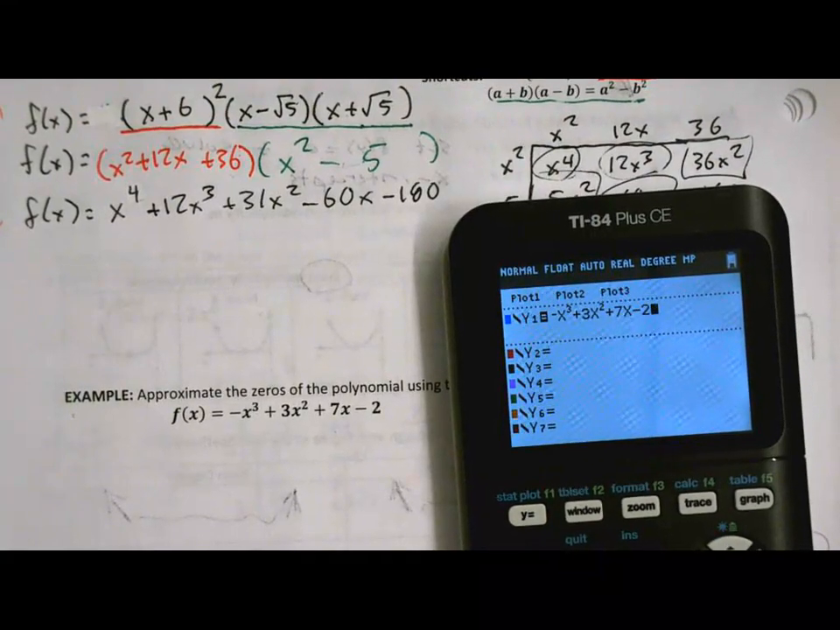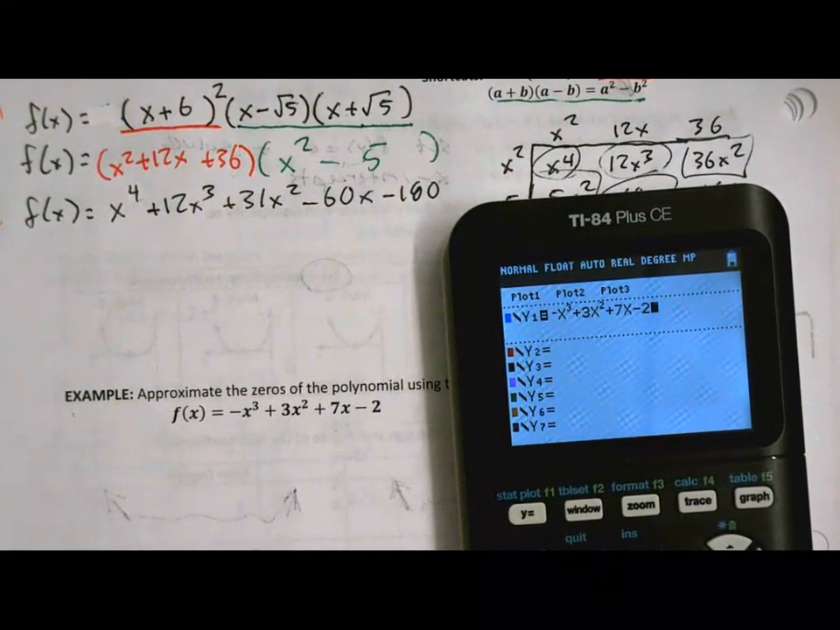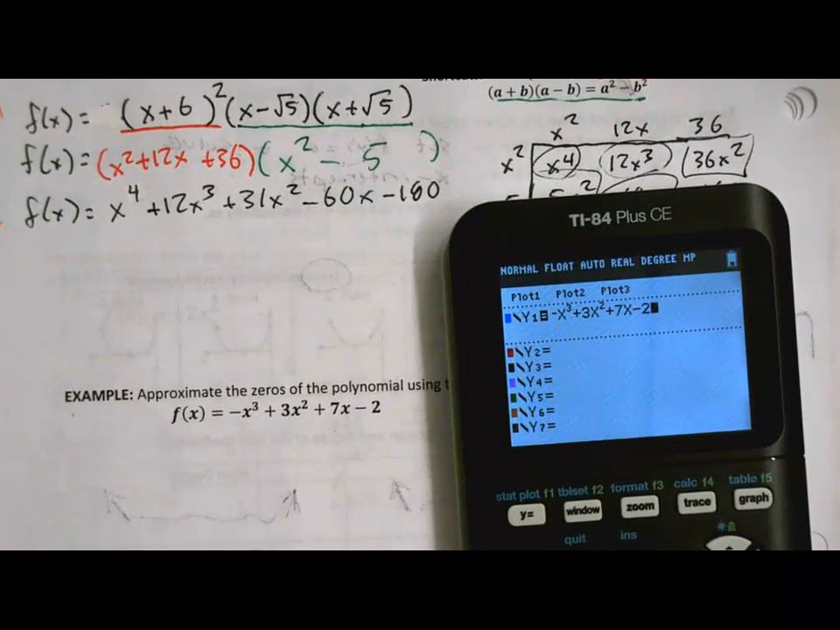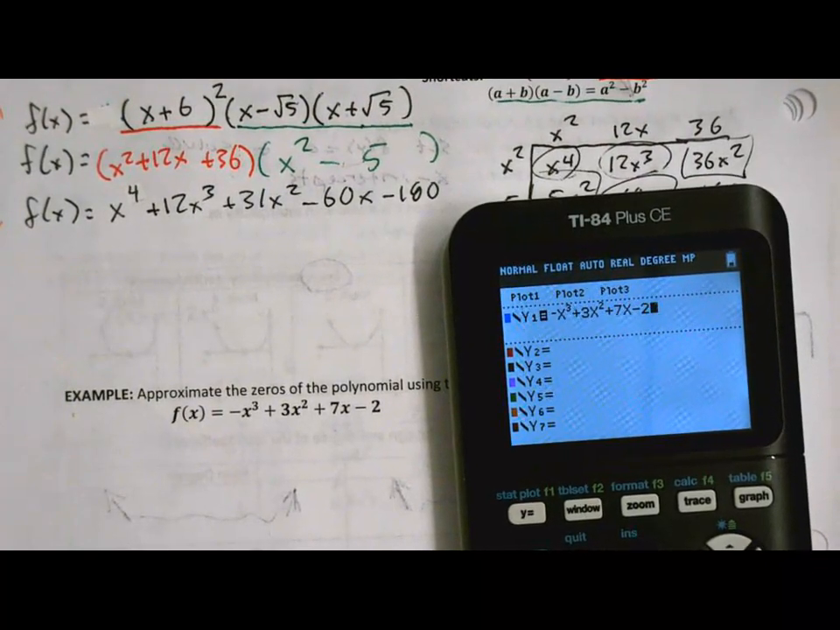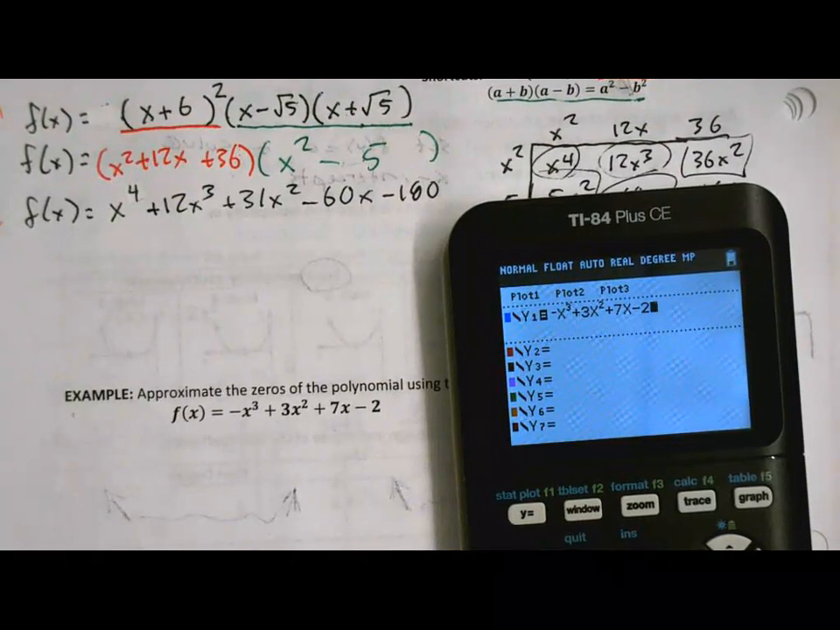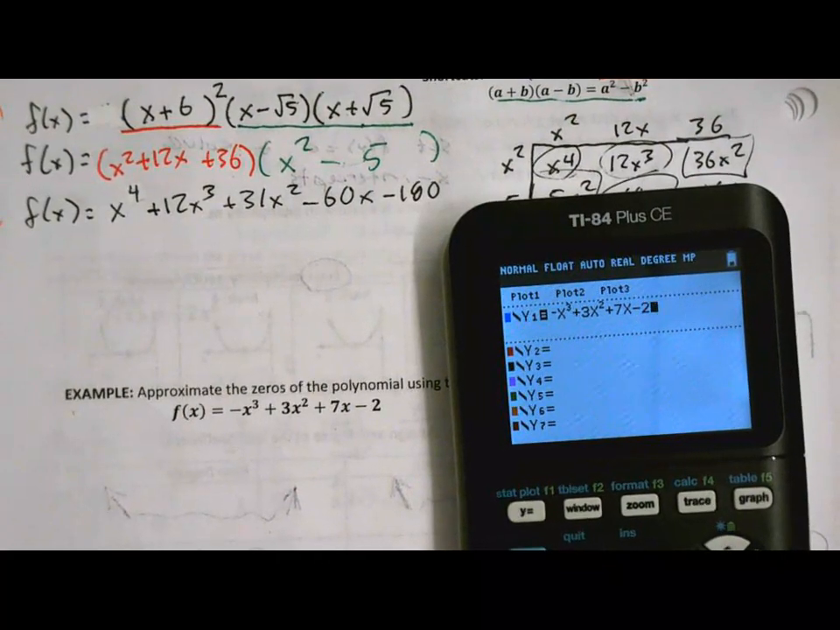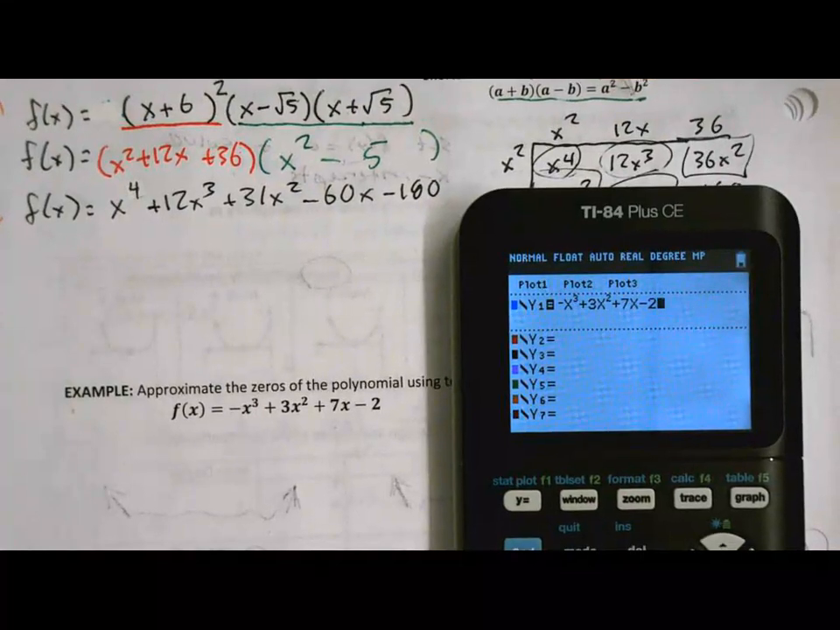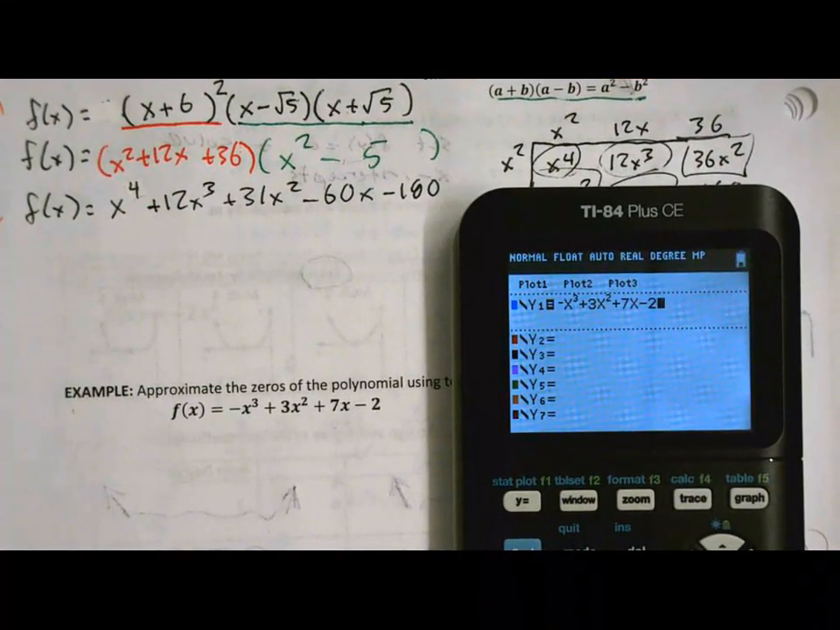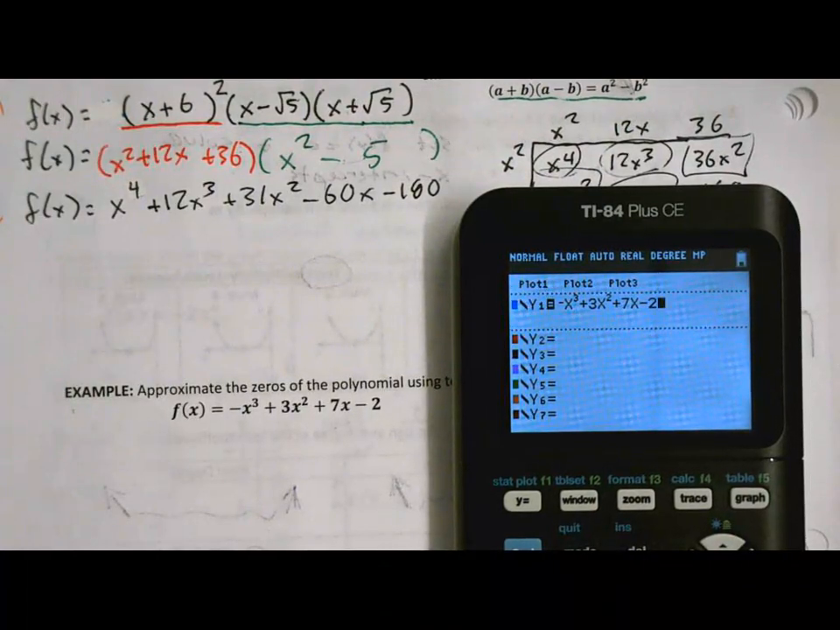Now, I am not going to hit graph on this thing because I've graphed enough polynomials to know that usually the standard window is not going to show me all the pieces that I want to see. So before I graph it, I'm actually going to have a look at the table. I'm going to look at the y values in the table to see, do I need to adjust my y min and my y max so I'm actually seeing what's going on with this thing.